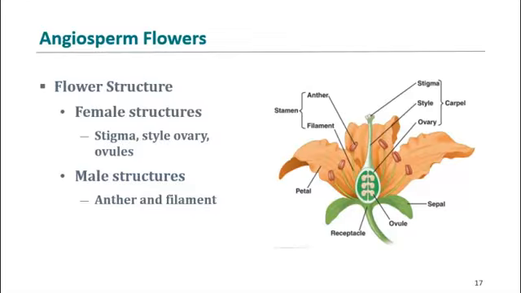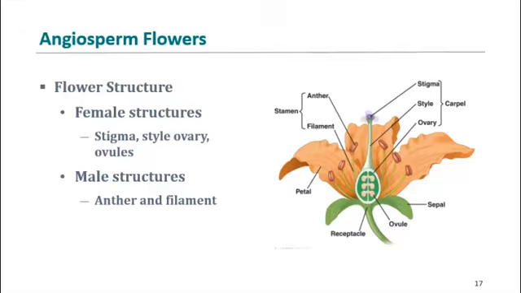So the flower itself can have male and female components. Now, not all flowers have male and female components. There are some that are just male flowers and some that are just female flowers. So this difference depends upon the plant. So the female structures we'll start out with are the stigma. So you have the stigma at the top.